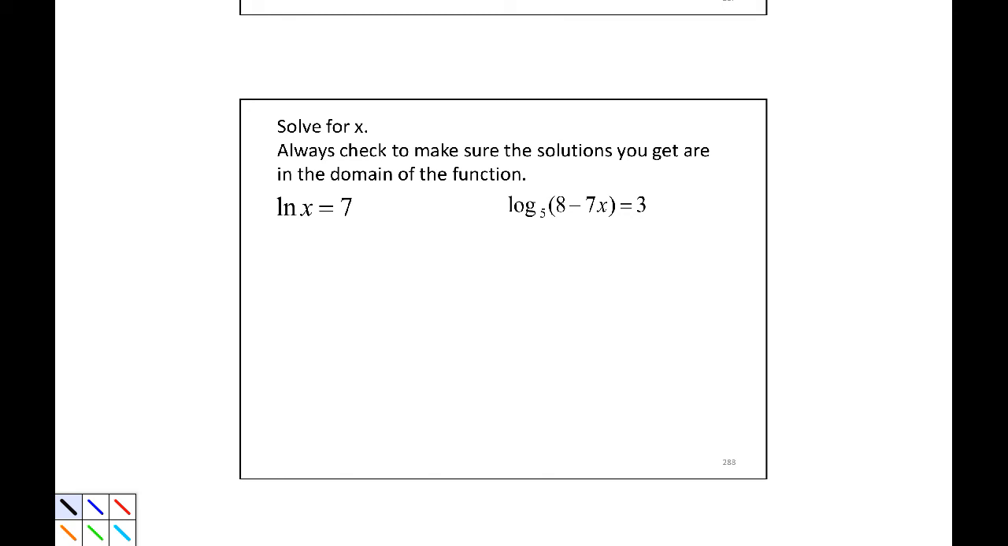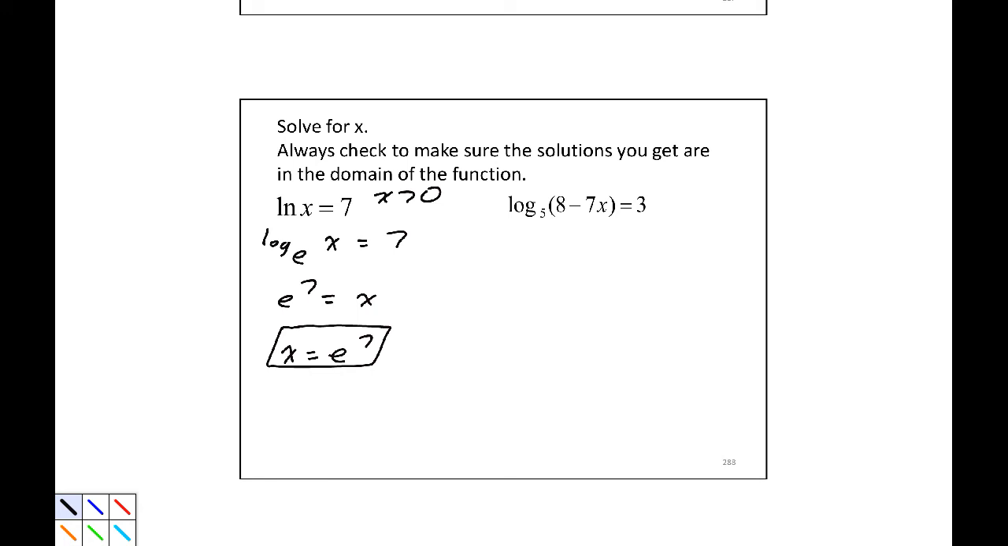All right. The first one we have is natural log of x equals 7. We don't have a base written here, but natural log indicates we have log base e of x equals 7. So we can write that as e to the 7 equals x. And again, that tells us that x is equal to e to the 7. Now, our argument is just x, so that means that x must be greater than 0. Therefore, e to the 7 is perfectly valid. And so x equals e to the 7.